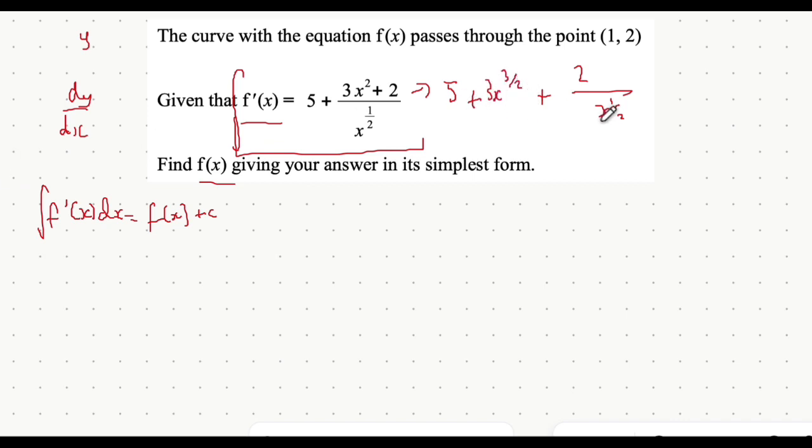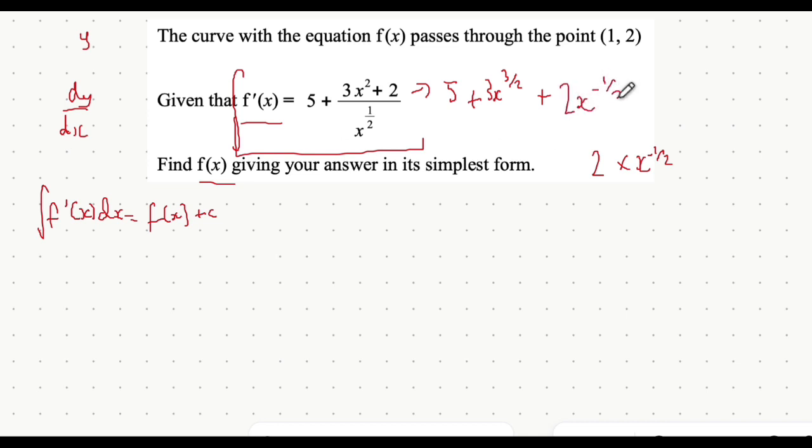I'll show you a trick to integrating fractional powers as well. Now, here, once again, it's not in a format where we can integrate it. So we can write this out as 2 times 1 over x to the half. And 1 over x to the half is essentially x to the minus a half, isn't it? So we can write this out as 2x to the minus a half. So let's do that right now. 2x to the minus a half.